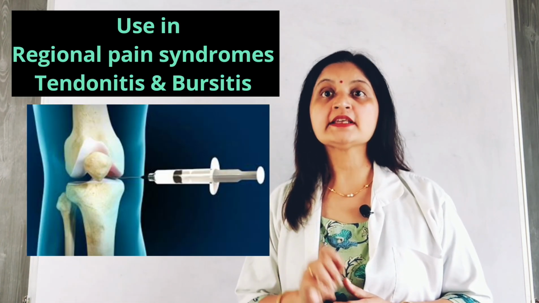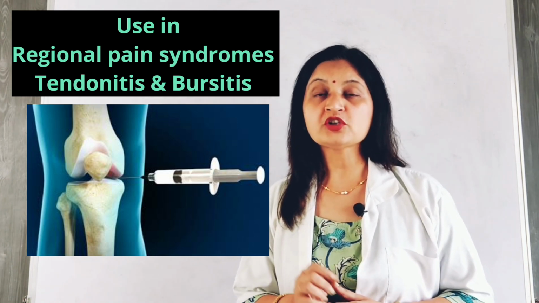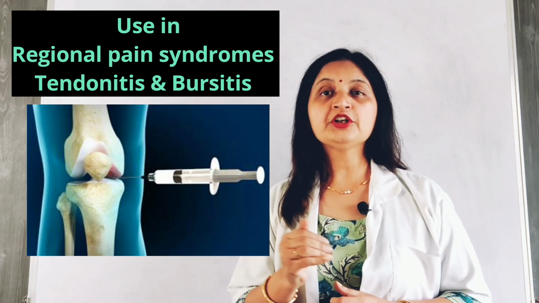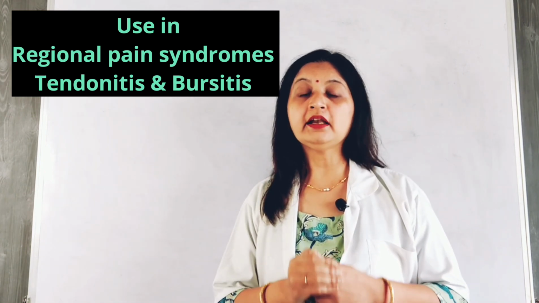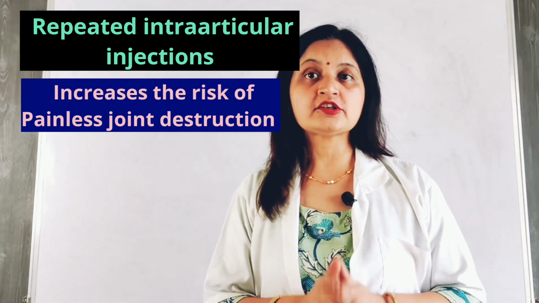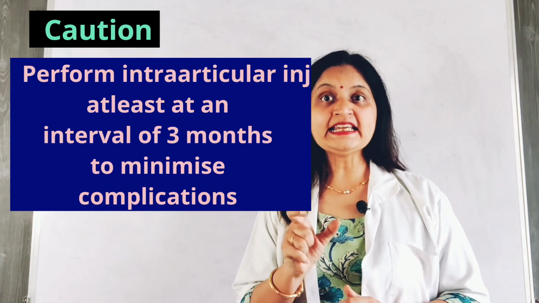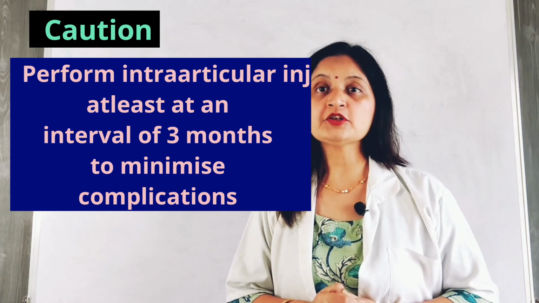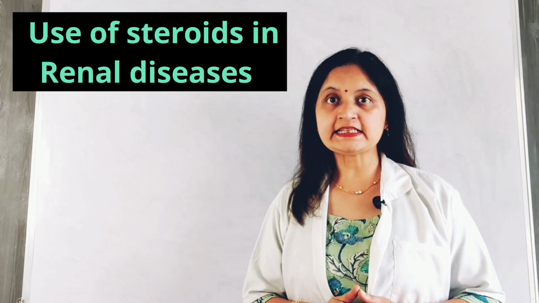They can also be used to treat regional pain syndromes such as tendonitis, bursitis, and here glucocorticoids can be used as local injections to reduce the episodic disease flare-up. But it is to be kept in mind that repeated intra-articular injections can increase the incidence of painless joint destruction. Therefore, it is recommended that intra-articular injections be performed with an interval of at least 3 months to minimize the risk of complications. Next is the use of steroids in renal diseases.